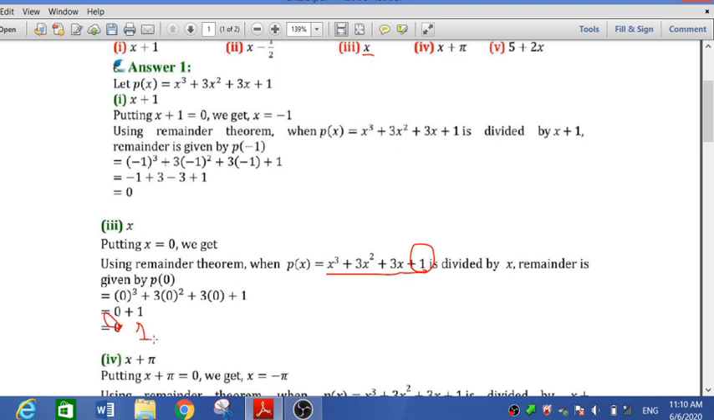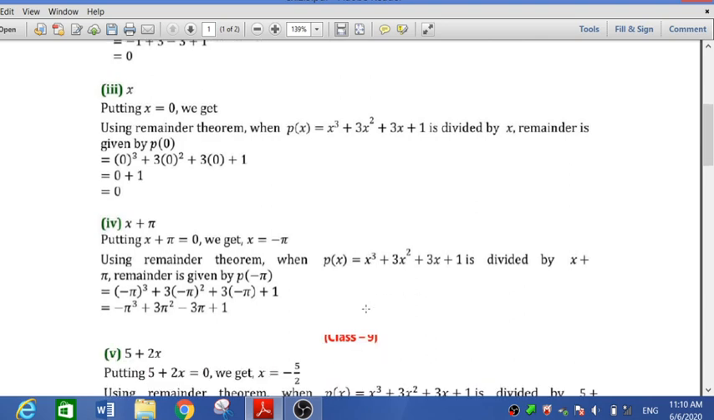The answer is 0 plus 1, that is 1, I have to write. Now, something related to x plus pi, that is important for us. For x plus pi, what do we have to put? x equal to minus pi. So wherever there is x, I have to put x equal to minus pi. So I have to put it here: minus pi, again minus pi, plus 1.